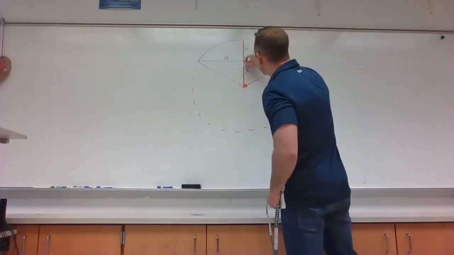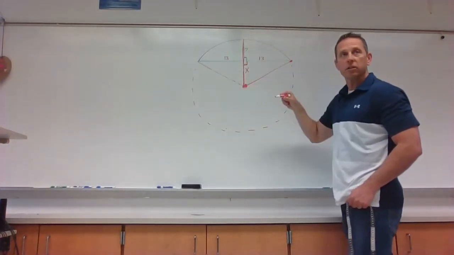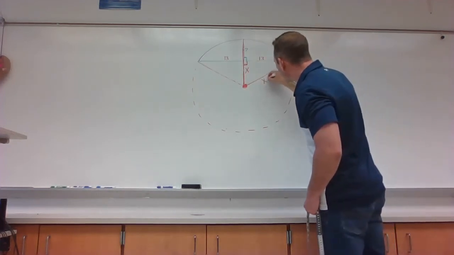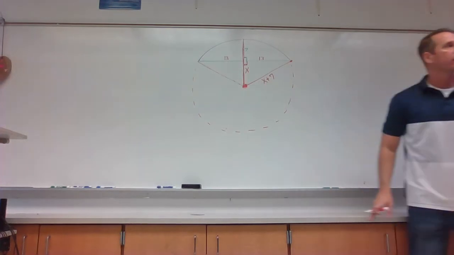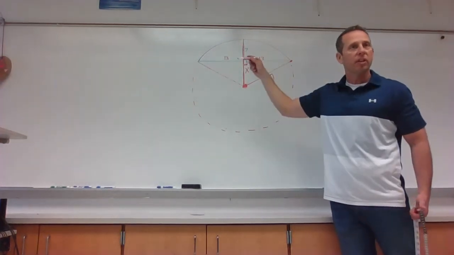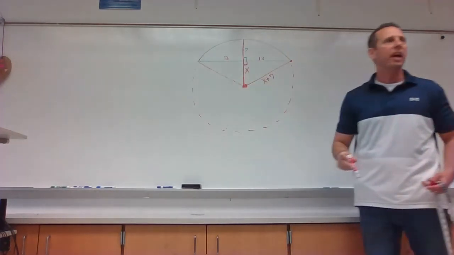Here's another radius. What's the length of that radius? This plus this. So what's the length of this radius? The same thing, X plus 7. How is it the same thing? Because it's the same length. All radii of the same circle are the same length, right? So if this radius is X plus 7, this radius is X plus 7.